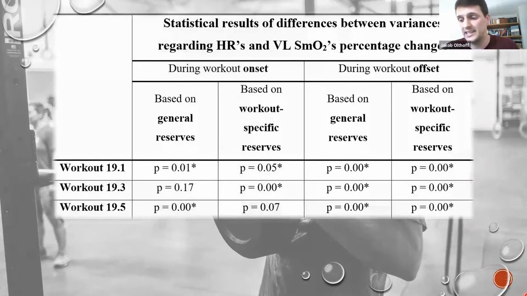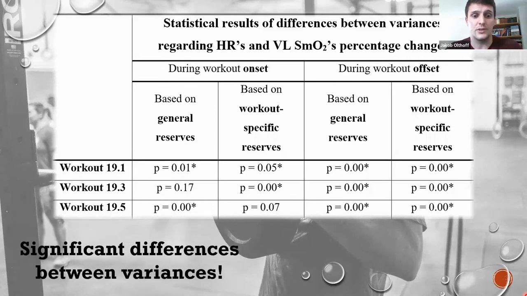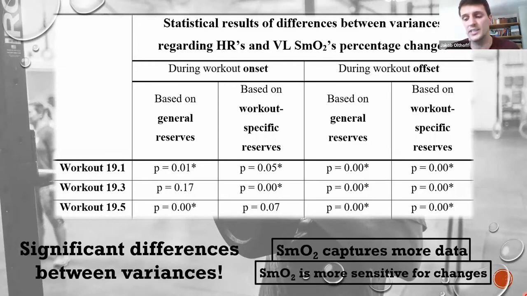In almost all cases, we had significant differences between variances of heart rate and vastus lateralis muscle oxygen saturation regarding their percentage changes, okay? Which means we had those significant differences, which means that SmO2 captures more data and can be interpreted like SmO2 is more sensitive for changes within an athlete.